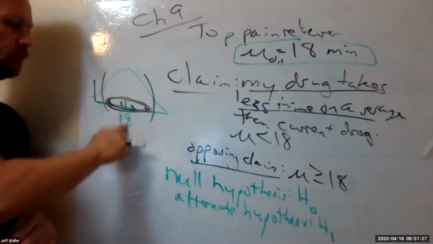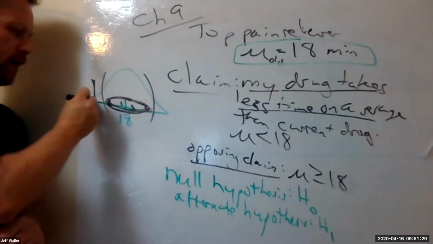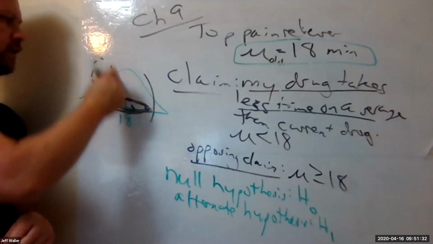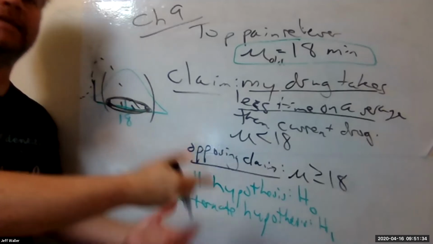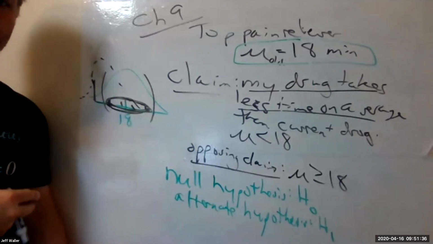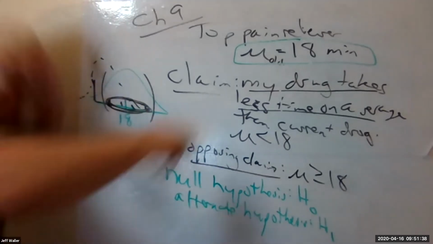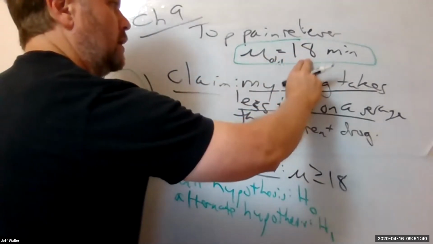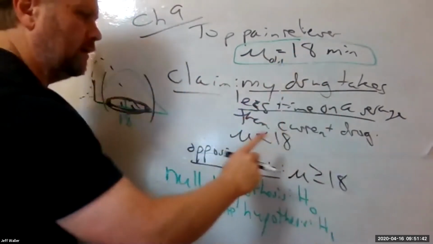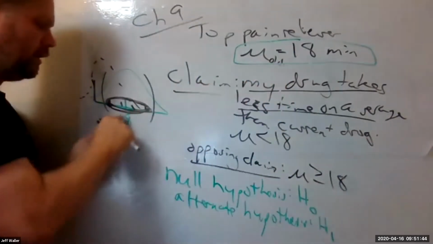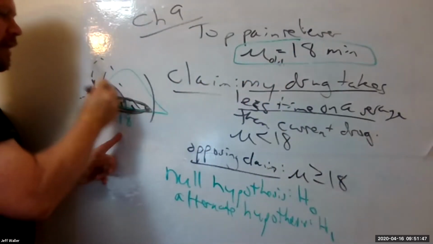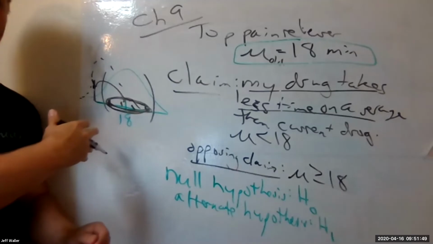Because if that's right, it should be here. I got there, so maybe in reality, the picture looks like that. Maybe in reality, my mean is less. So the whole idea is, I've got a number I'm kind of fighting against. I've got to find a sample that not only is less than 18, but less than 18 enough.